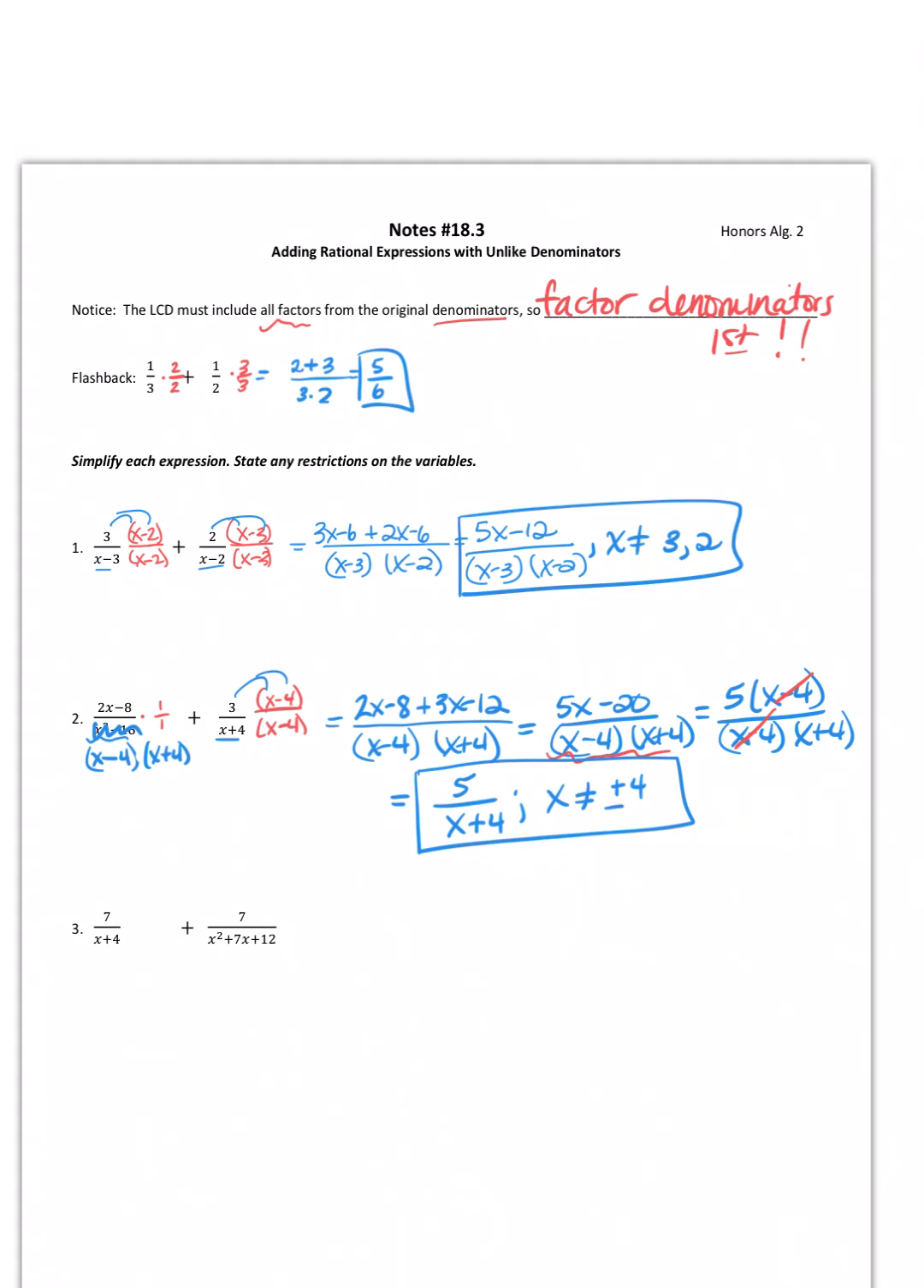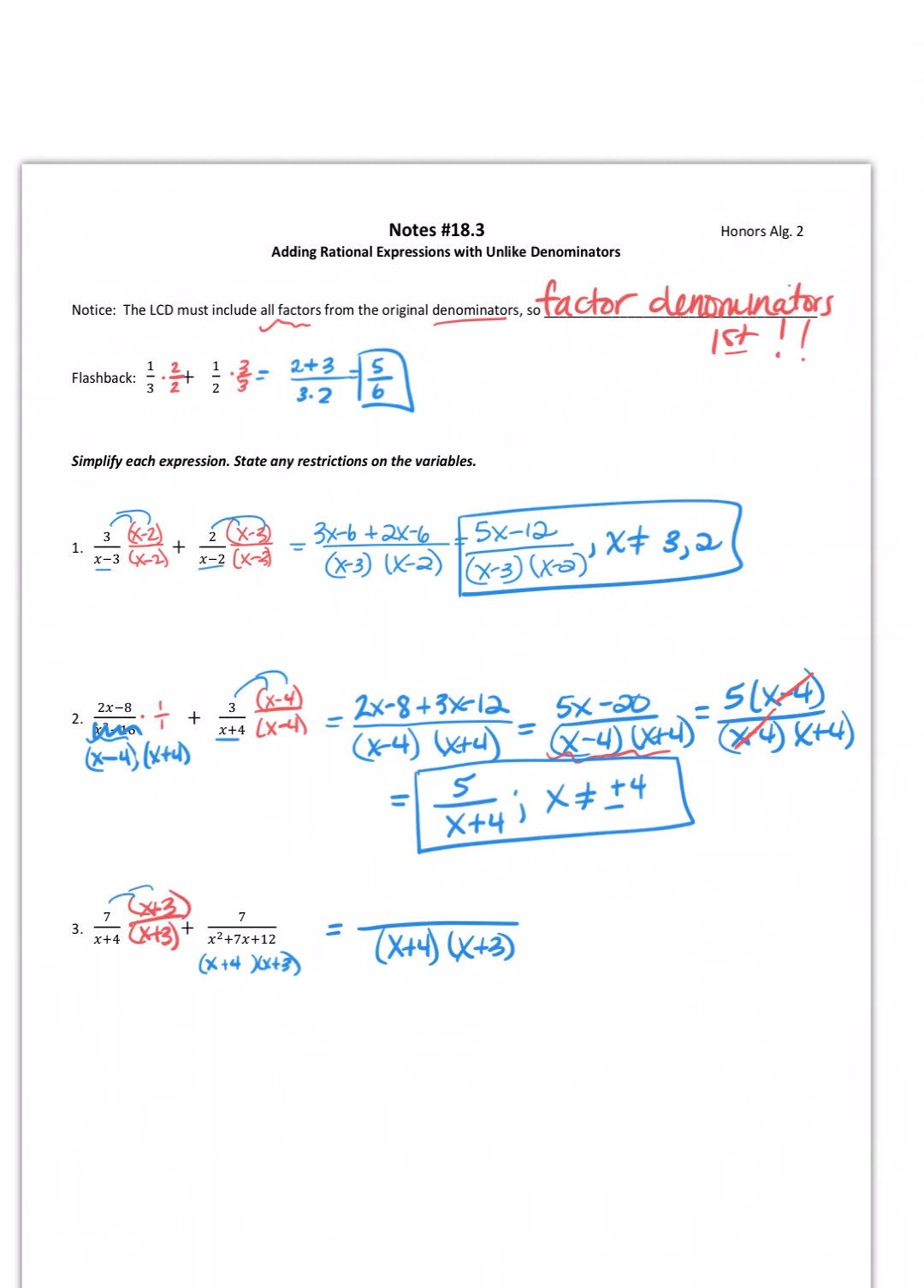One more. Let's look at number 3. 7 over x plus 4 plus 7 over x squared plus 7x plus 12. Let's factor this denominator first, okay? Two numbers that multiply to 12 but add to 7, hopefully you catch those as x plus 3, x plus 4. That means my least common denominator will be x plus 4 times x plus 3. Now, what do we need to do to this first one? Well, we need an x plus 3, don't we? To make those denominators match.